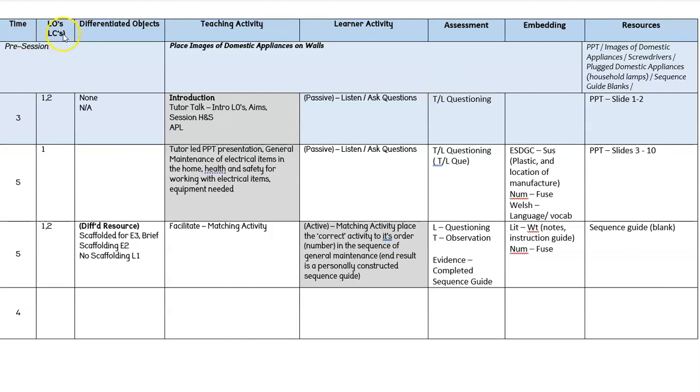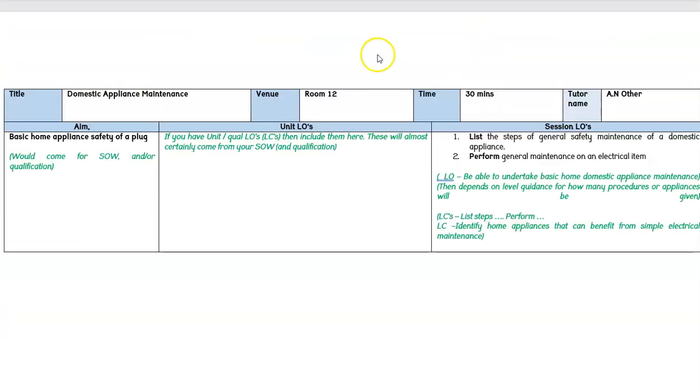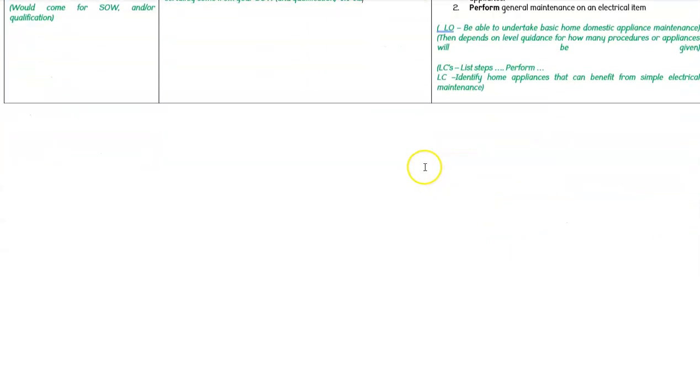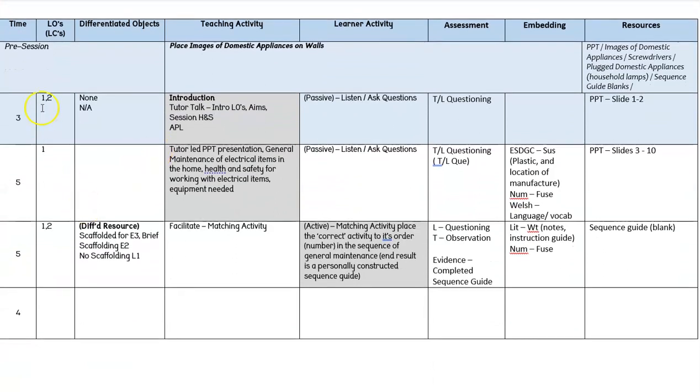Okay, LOs or LCs, so these are learning objectives, outcomes, criteria for this session. These are numbered 1 to 2. In this particular case, I've numbered my session outcomes here. If I had unit ones, they would have their own numbering. But here, for example, you might have an LO which is 1, and then it would have criteria 1.1 or 1.2, etc. This means I don't have to keep writing down my learning outcomes and objectives here. I can just put those numbers down.